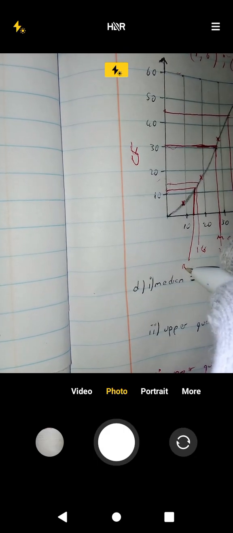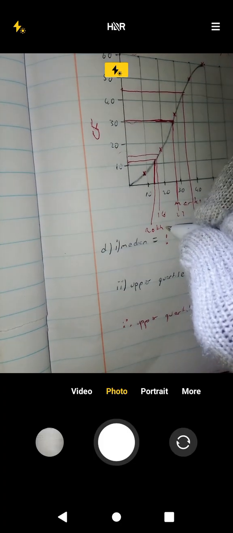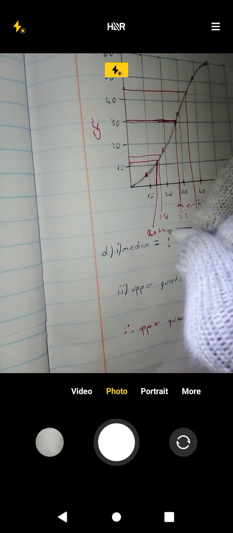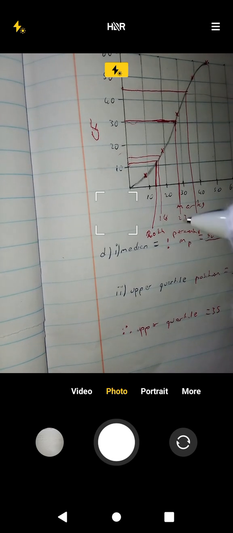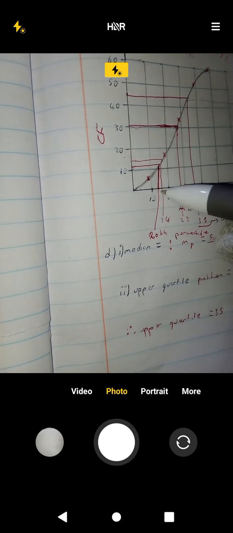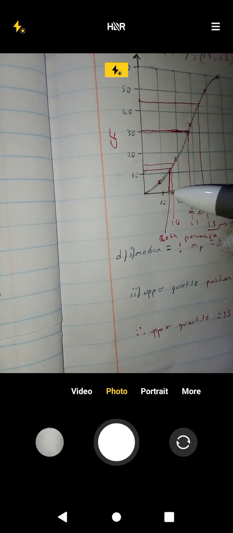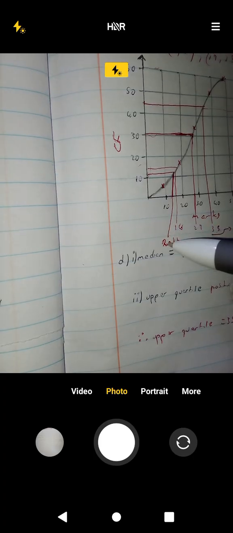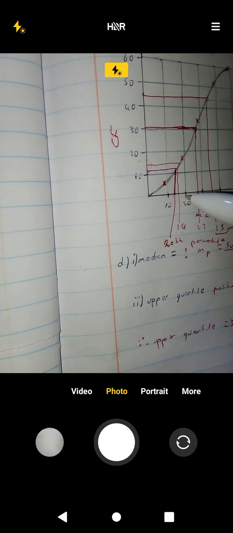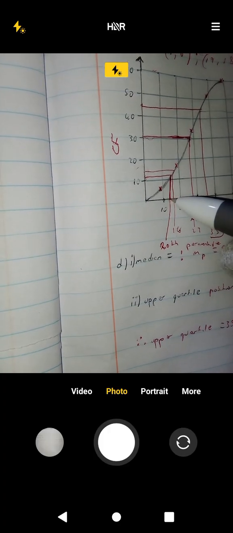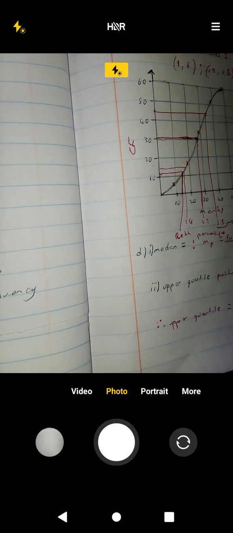So this is our 20th percentile. It should be clear in your graph book what this number is, but this number is actually the 20th percentile. For example, to me it looks like about 12. So for me 12 is the 20th percentile.